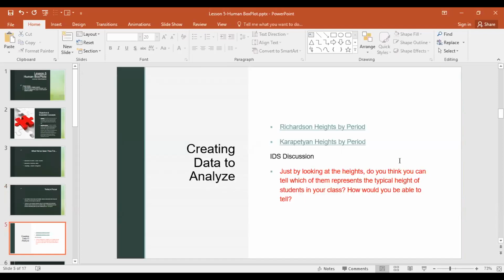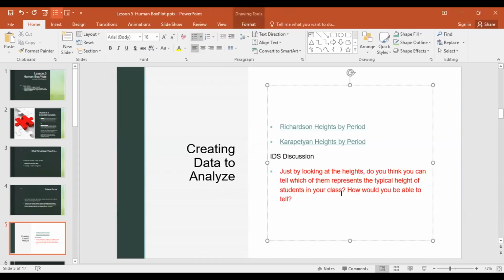But first, what I want you guys to do is look at our spreadsheet, okay, where we just put our heights. And just by looking at the heights in the spreadsheet, do you think you can tell which of them represents the typical height of students in your class? How would you be able to tell? Remember, thus far, the word typical that we've been using has been referring to center. So do you think that you can tell which of them represents the typical height of students in our class? How would you be able to tell?